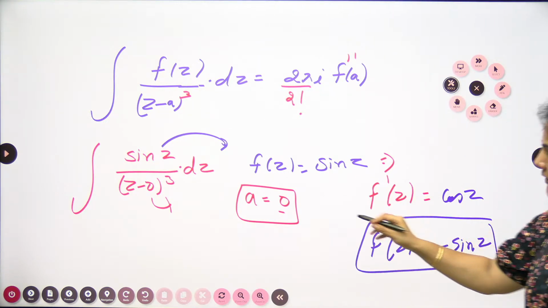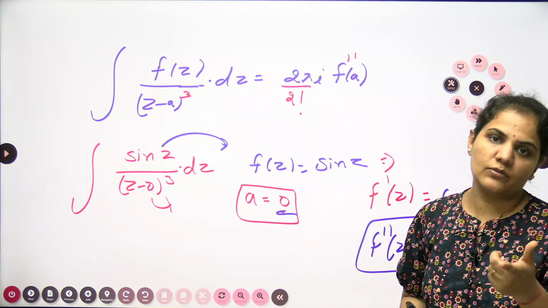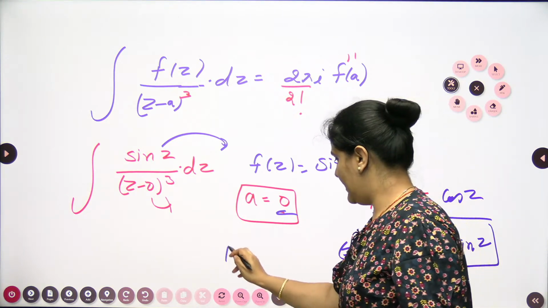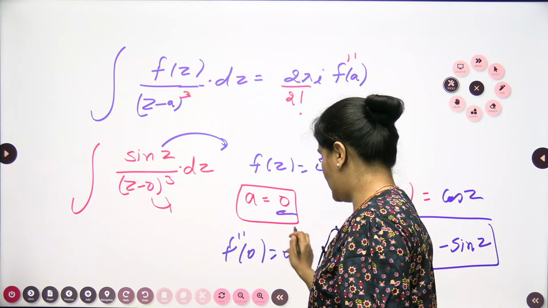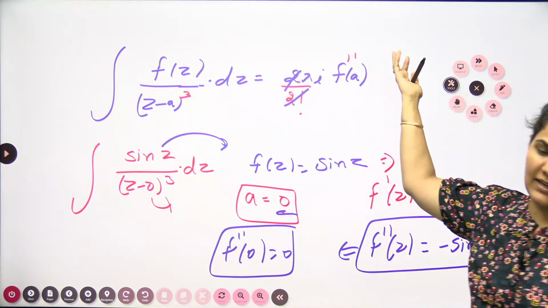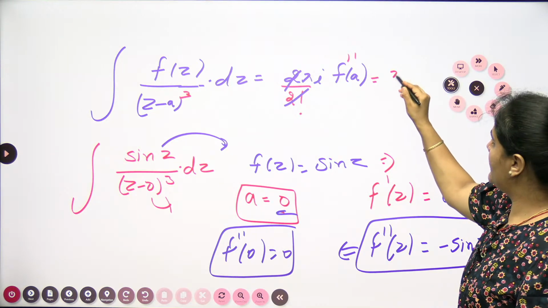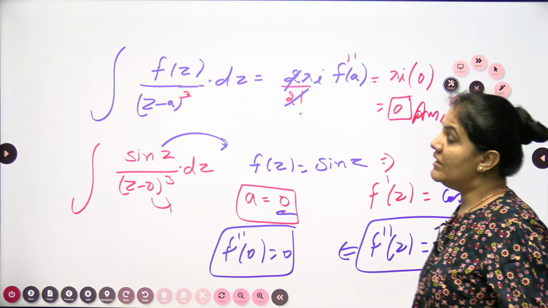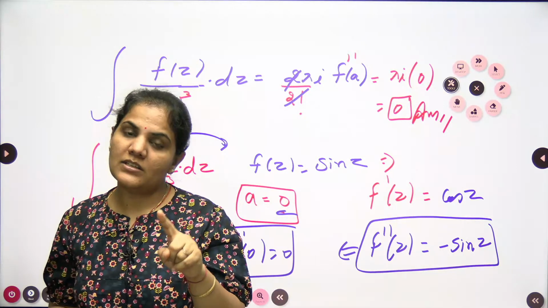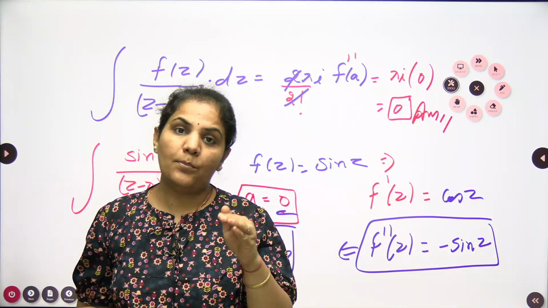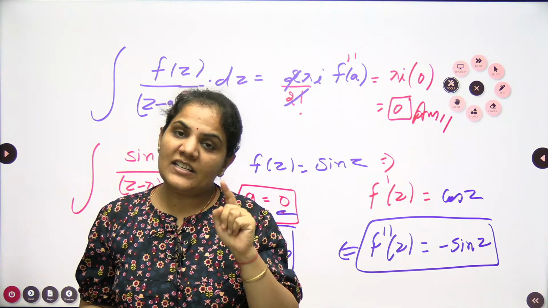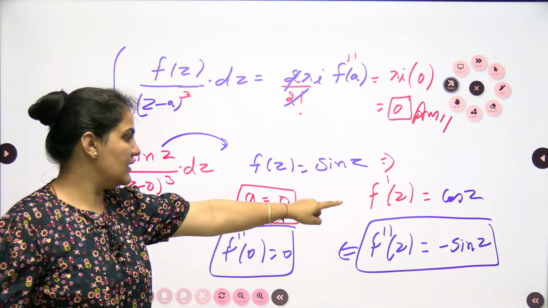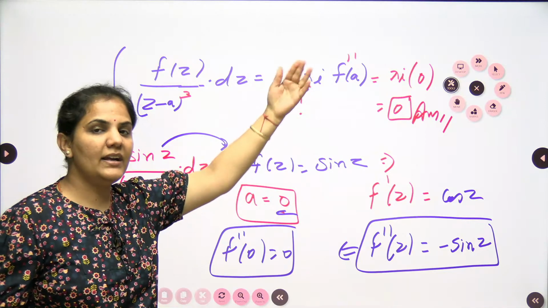When I put the point 0 in place of z, because I need f double dash a here, f double dash 0 is minus sin 0, which is 0 only. And 0 into something is 0 only. So the result will be pi iota into 0, so ultimately your final answer is 0 here. The result is 0, but not because the pole is lying outside. It is 0 because we have a equal to 0 when we put it in f double dash a.